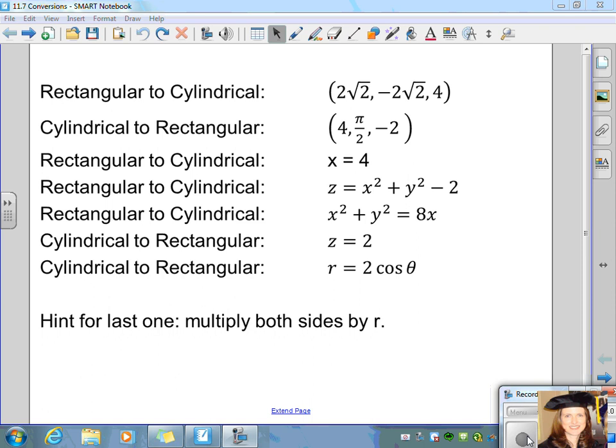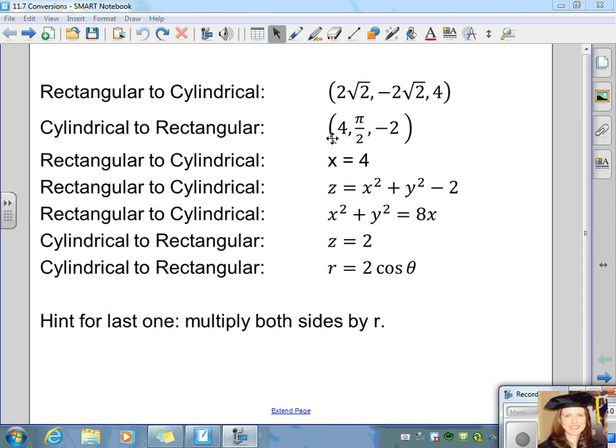In this video for section 11.7, we're going to be doing some conversions from rectangular to cylindrical and cylindrical to rectangular. Our first two items here on this page are points in space, and we want to convert those points in space either from rectangular to cylindrical or cylindrical to rectangular. The examples that follow are surfaces in space, either planes or quadric surfaces or cylindrical surfaces, and we want to convert those into the other system.